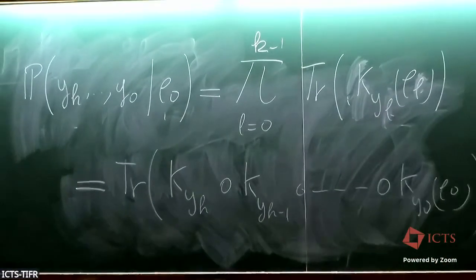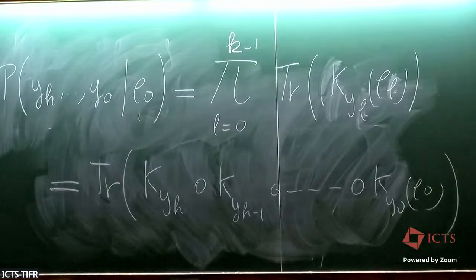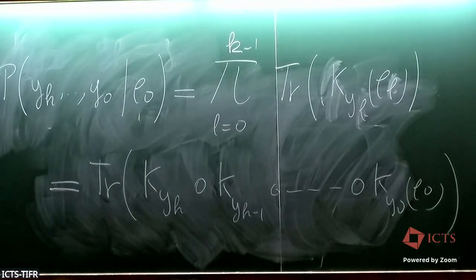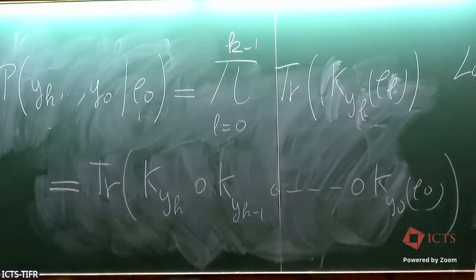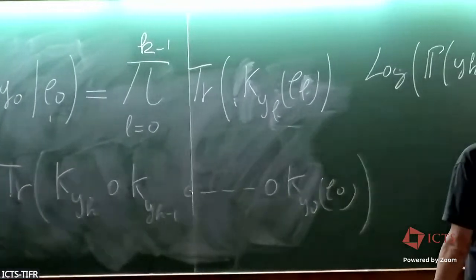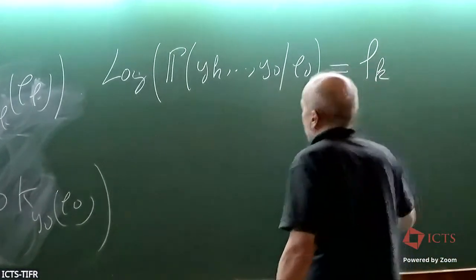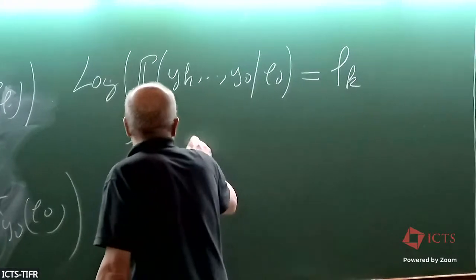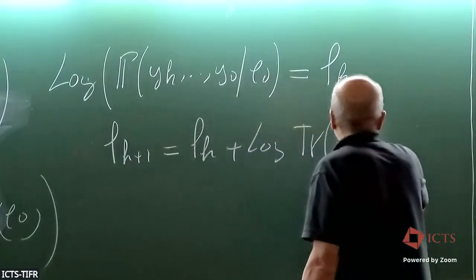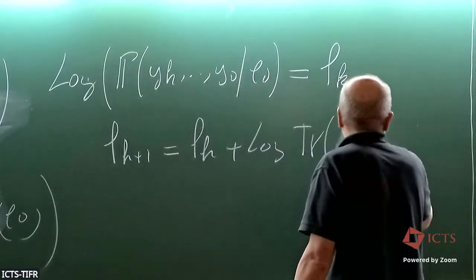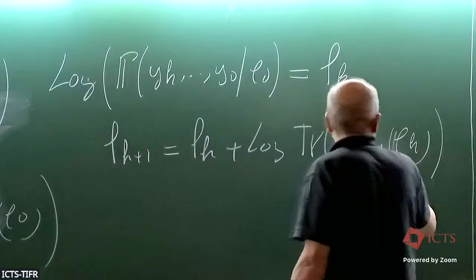It is exactly this. But for numerical computation, you do not use this formula because this probability shrinks very rapidly. Use the log. The log of p of y_k, ..., y_0, knowing rho_0, put it as L_k, and you have L_{k+1} equal to L_k plus the log of the trace of K_{y_k} of rho_k.